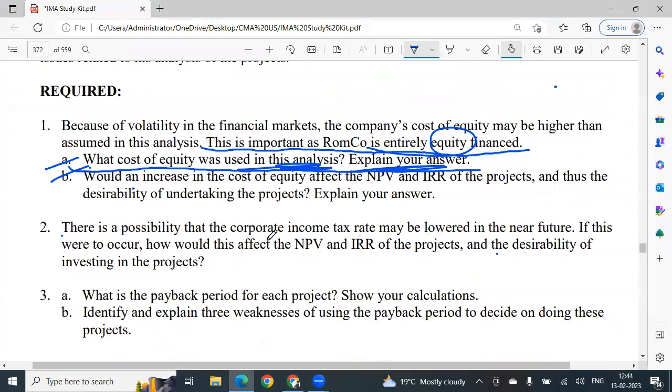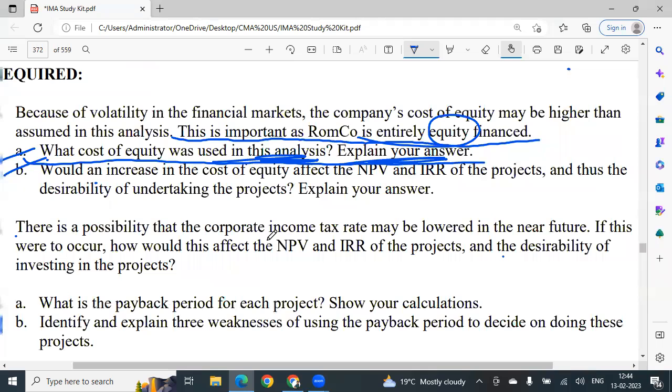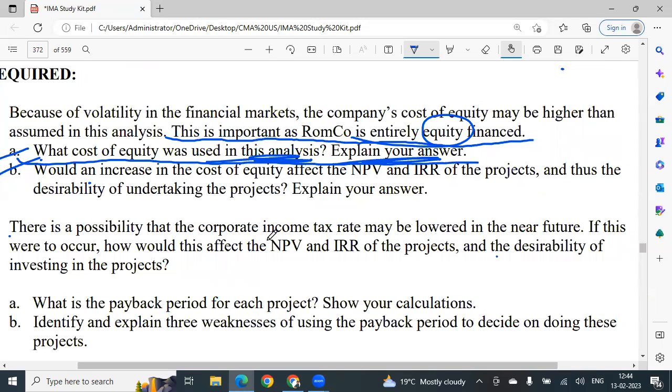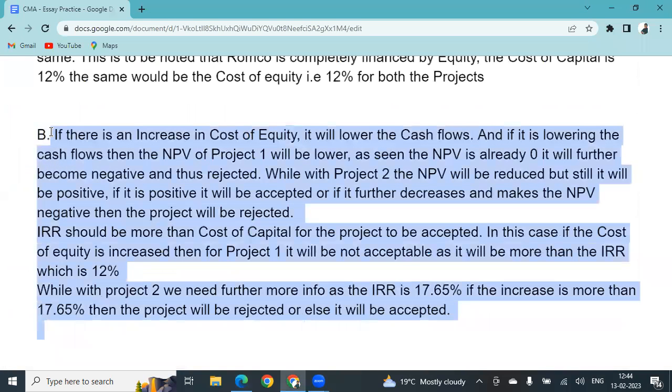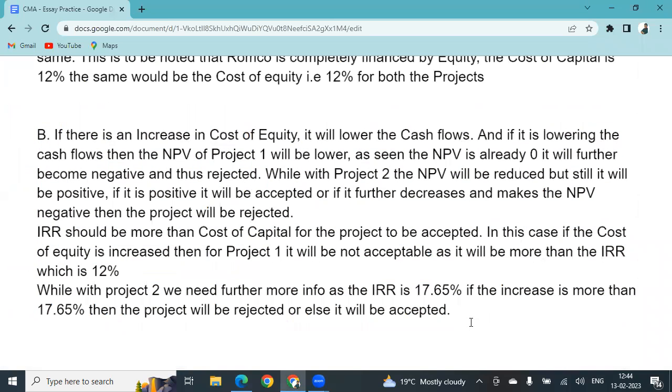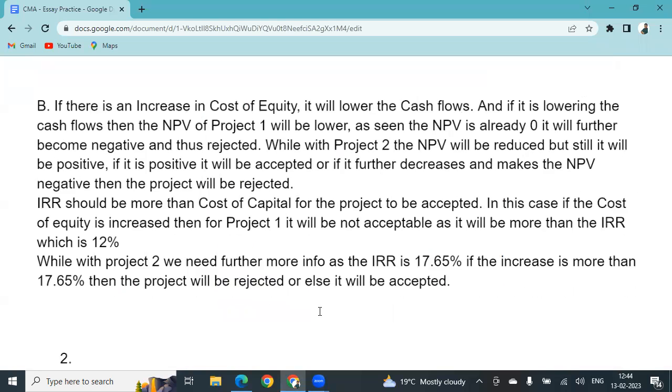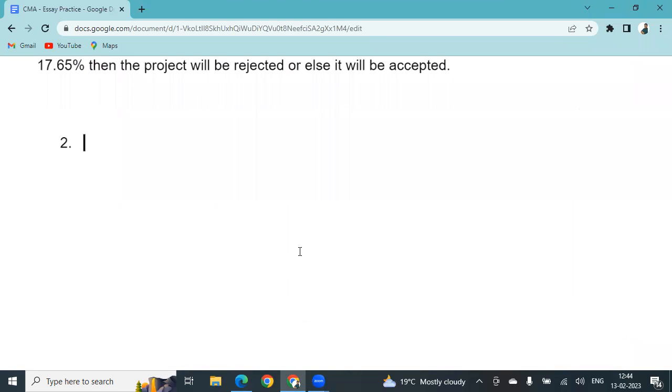Now this question number 2, there is a possibility that corporate income tax rate may be lowered in the near future. If this were to occur, how would this affect the NPV and IRR of the project and the desirability of the projects? Once again, he's asking us. Now, what I can do here is, it is almost equivalent to the same answer which I have given here. If I just copy and paste it and then make changes, I can do that. But for you guys, let me just type down this particular answer.